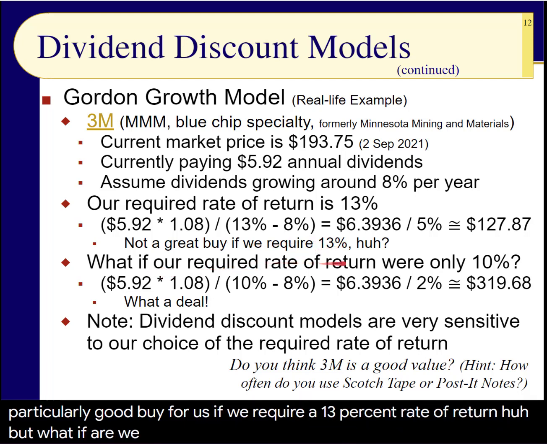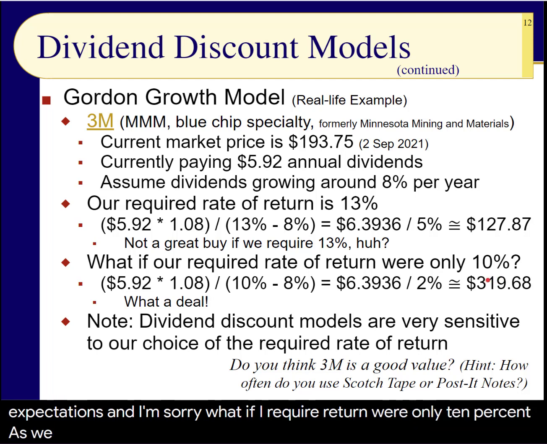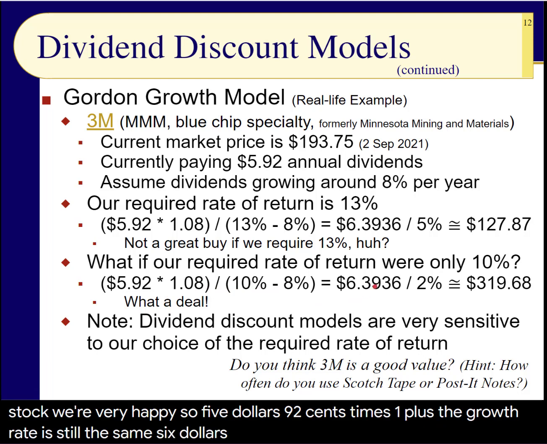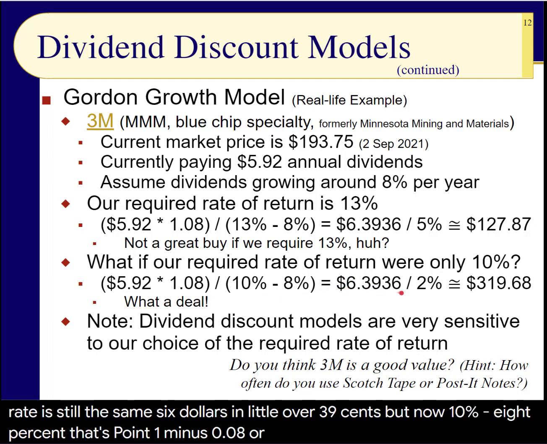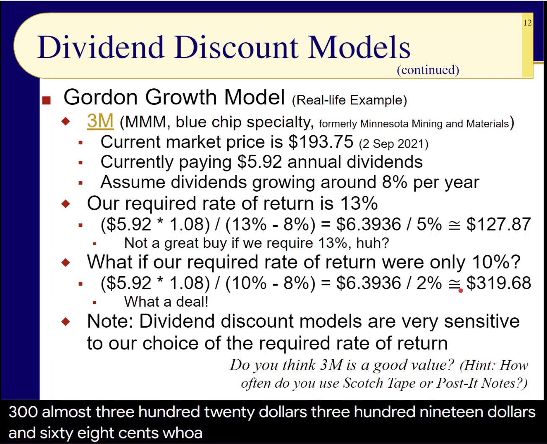But what if our required return were only 10%? Let's just lower our expectations. As we said back in chapter 1, if we get 8, 9, 10% from a stock, we're very happy. So $5.92 times 1 plus the growth rate is still the same, $6 and a little over 39 cents. But now 10% minus 8%, that's 0.1 minus 0.08 or 0.02, 2%. And that gives us a price of almost $320, $319.68. Whoa, what a deal.